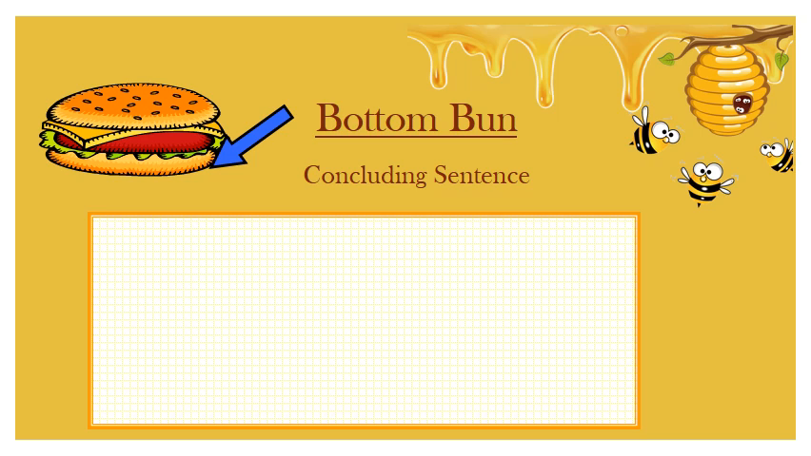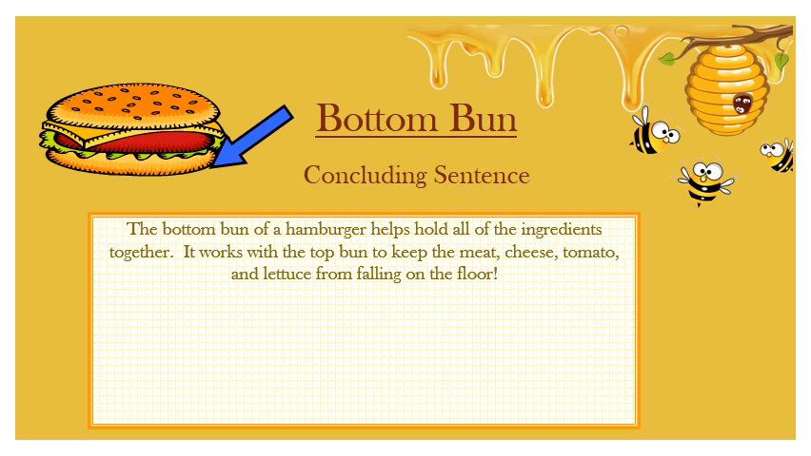Now the last part in the paragraph, which is the bottom bun in the hamburger sandwich, is the concluding sentence. What do we mean by concluding sentence? Let's see. The bottom bun of a hamburger helps to hold all of the ingredients together. For sure, if we don't put the bottom bun, all the ingredients will fall down. The same happens for the details. If we don't add a concluding sentence, okay, the details will fall down.